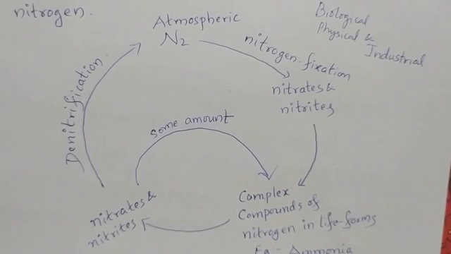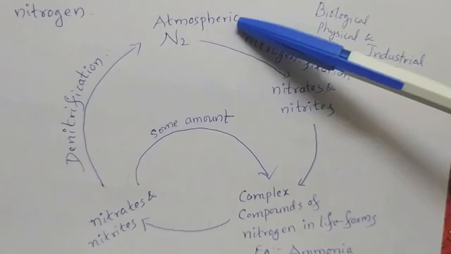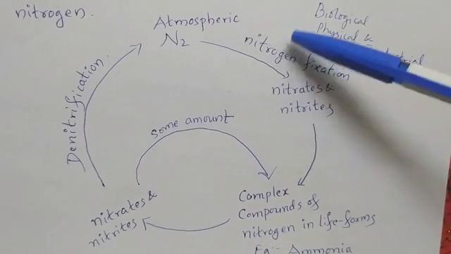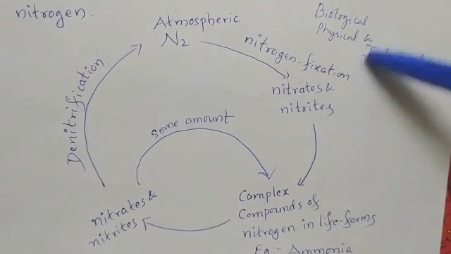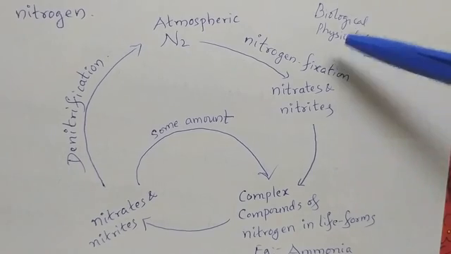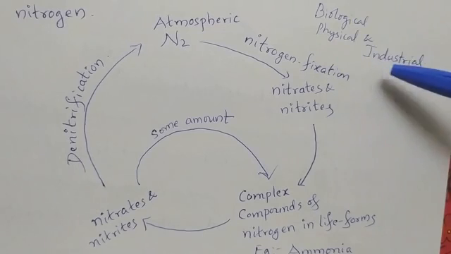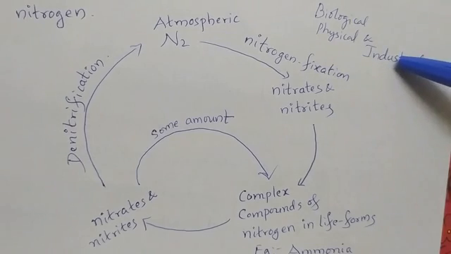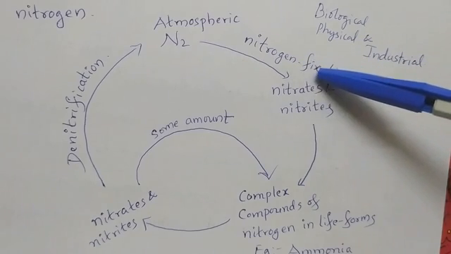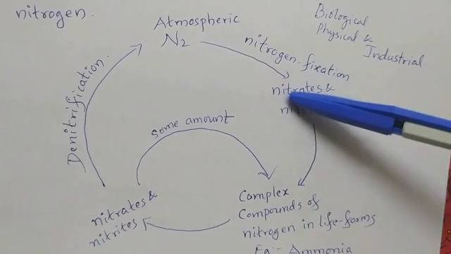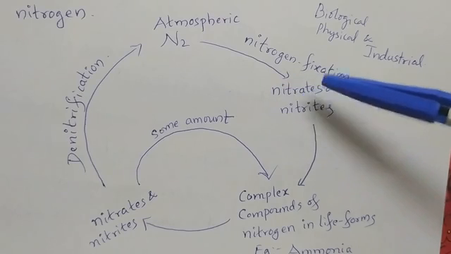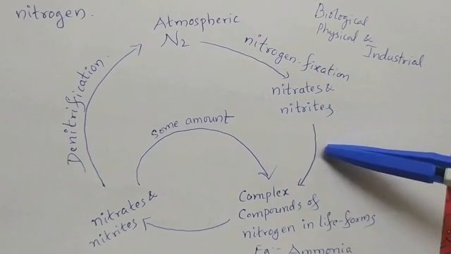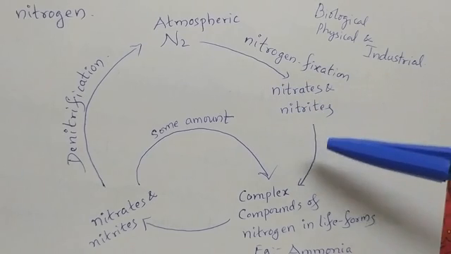Let us try to understand the nitrogen cycle in the cycle form itself. See, this is atmospheric nitrogen. By nitrogen fixation, which is carried out biologically, physically, and now industrially, in a synthetic manner also. Biological and physical are natural nitrogen fixation processes. Industrial is an artificial nitrogen fixation process. Whatever it may be, by nitrogen fixation, utilizable forms of nitrogen are made. Right? What are they? Nitrates and nitrites. They are utilized by the plants, and from the plants, animals also get them.